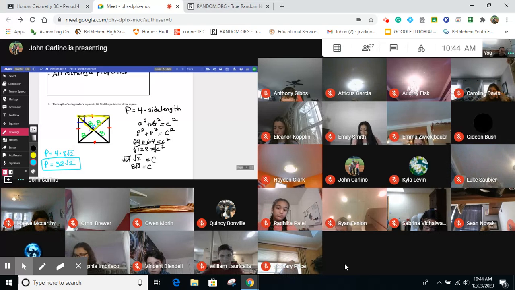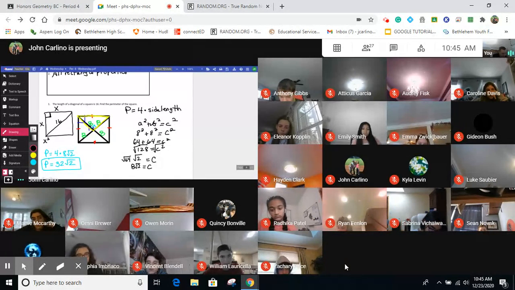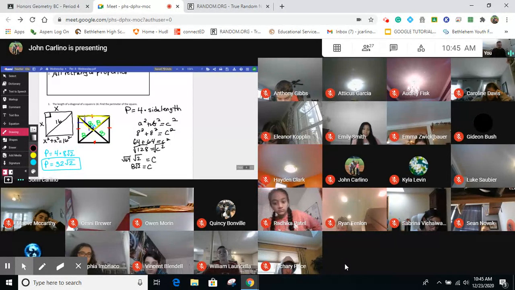Are we all right? And yes, since we are in honors, I don't want to overlook the other way of doing this. Here is your diagonal of 16. Remember, all squares have right angles and all sides are equal. So we could have said x and done the Pythagorean theorem this way: x squared plus x squared equals 16 squared. That was an alternative way of using Pythag to get to the side length.